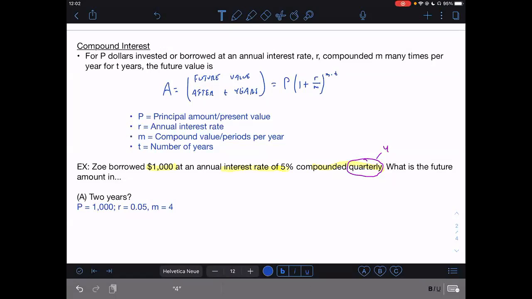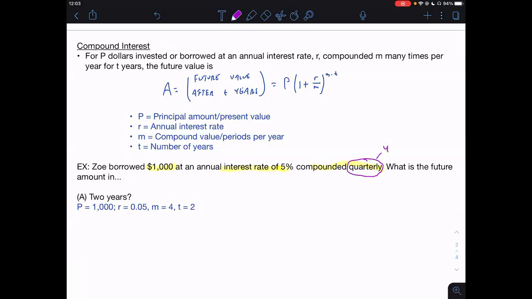Okay, and then for part A, we want to figure out, using this information, how much this loan is going to grow to in 2 years. So 2 will be our value of T. Okay, so here we have the information that we need, the values that we need to enter into this function.